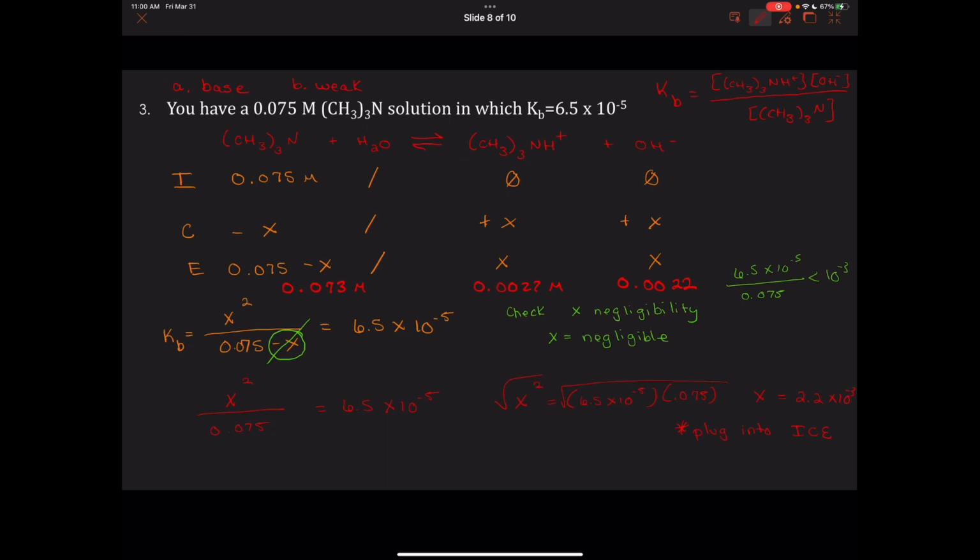Now again, we're asked to calculate the pH. And so at this point is where we've got to be careful. We've got to pay attention to what we have. At this point, what I have is the concentration of hydroxide. So there's a couple of ways we could approach this. We can convert hydroxide concentration to hydronium, or we could take our pOH. And so I'm just going to go ahead and do the pOH.